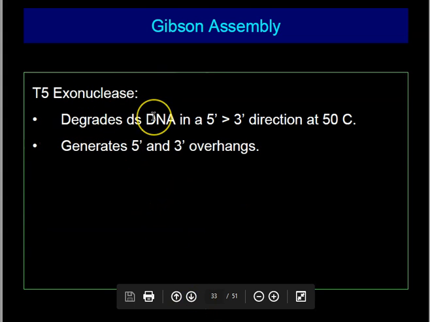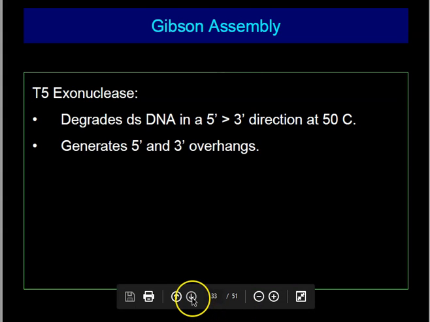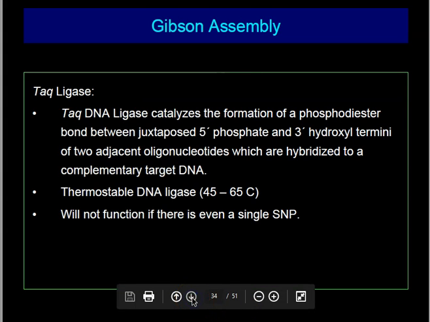The exonuclease, as I have mentioned earlier, degrades double-stranded DNA in a 5' to 3' direction at 50 degrees centigrade. Now this exonuclease is thermostable at 50 degrees centigrade, and it also generates 5' and 3' overhangs as a result of the degradation activity. I will refer to the specific diagrams as we go along.